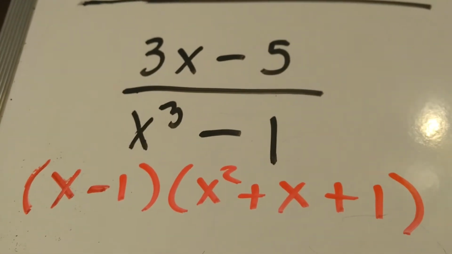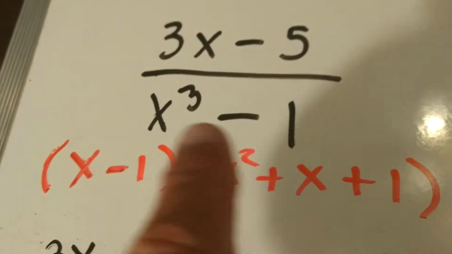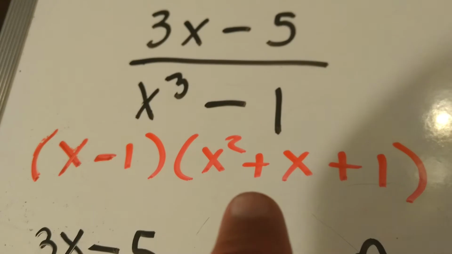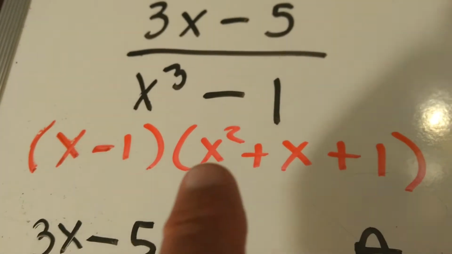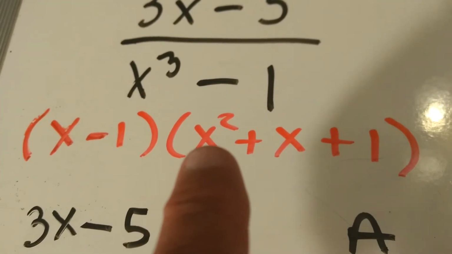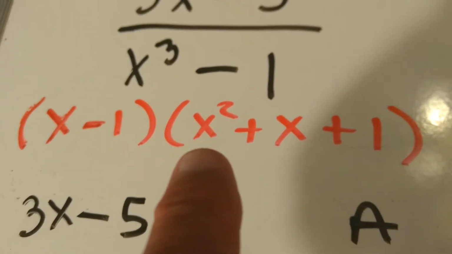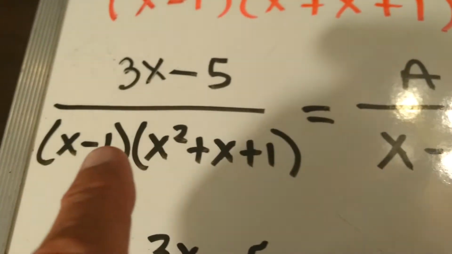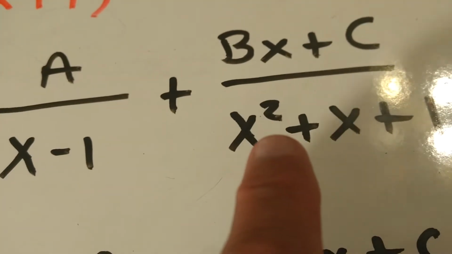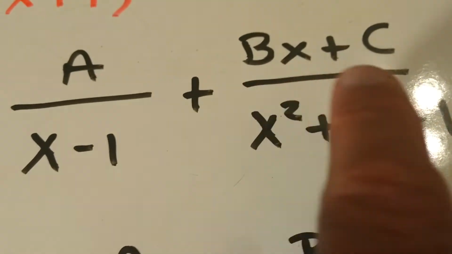This is the third rule, and the rule stays the same. We've got to factor the bottom. This is a difference of squares, so it becomes x minus 1 times x squared plus x plus 1. Notice this factor has a degree of 1. This factor has a degree of 2. Whenever you have a factor that has a degree of 2, when you split them up, this one still stays A, but the top, when you have a degree of 2, becomes Bx plus C, like your y equals mx plus b.